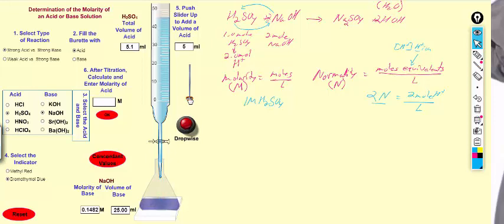Nothing seems to be happening here, so I'm going to go up another milliliter. So okay, maybe a milliliter and a half, and then I have to click dropwise again, and still nothing's happening. So I'll go up another milliliter. Oops, I went up 2 milliliters.